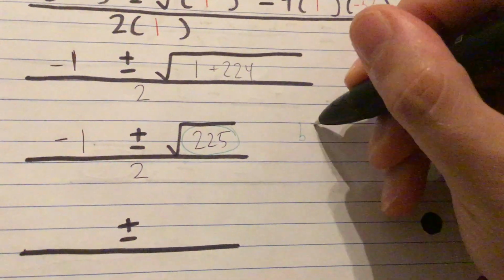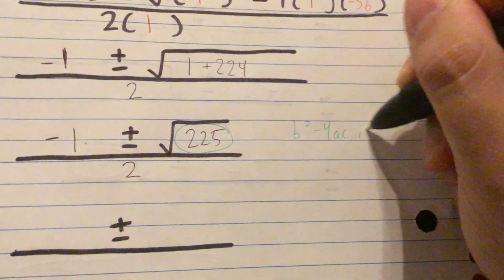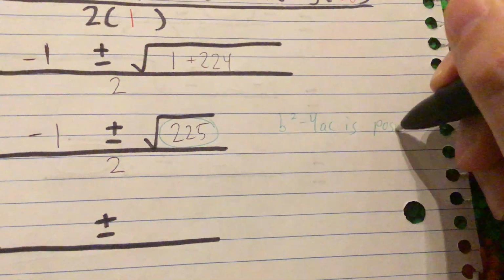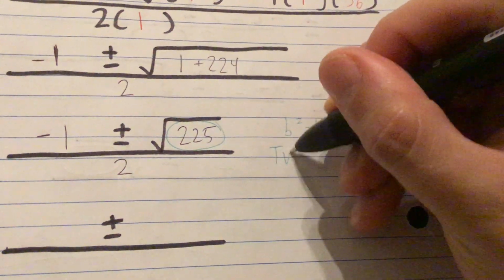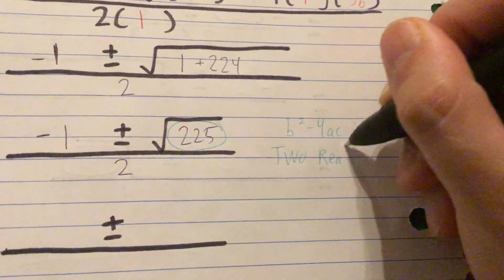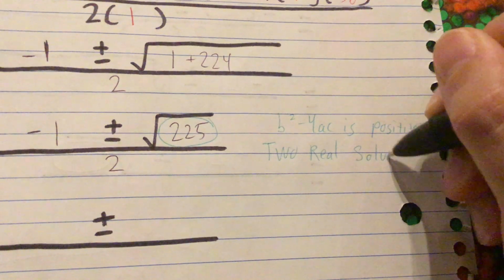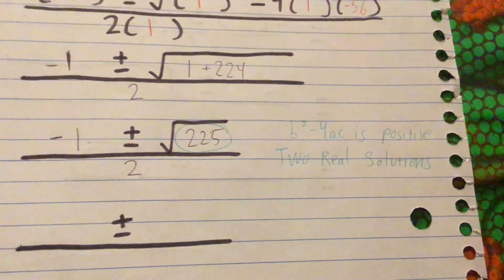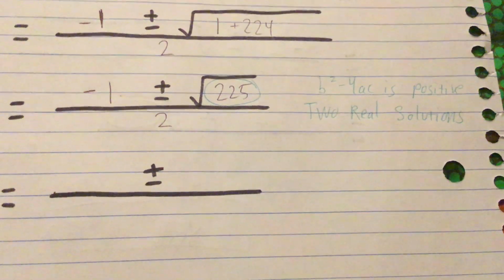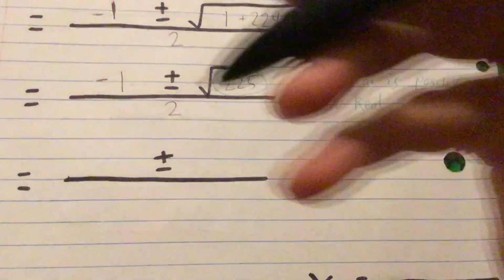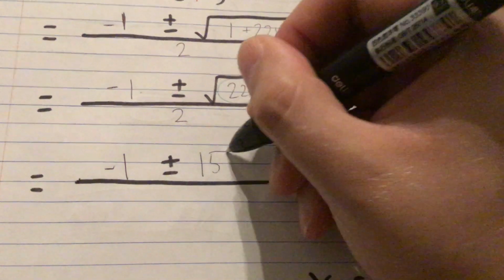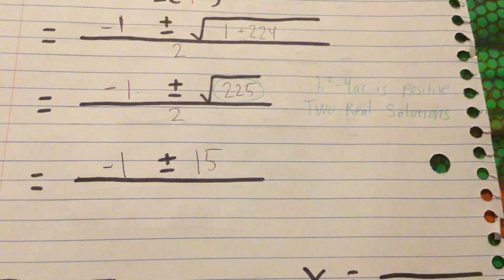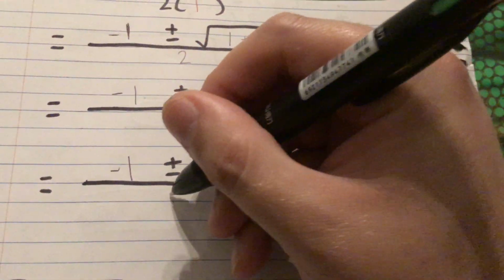Because b squared minus 4ac is positive, there's going to be an x1 and an x2, so there's going to be two real solutions. Okay, so now let's figure out what the square root of 225 is. Negative 1 plus or minus the square root of 225, which we know now is 15, all over 2a, which is just 2.